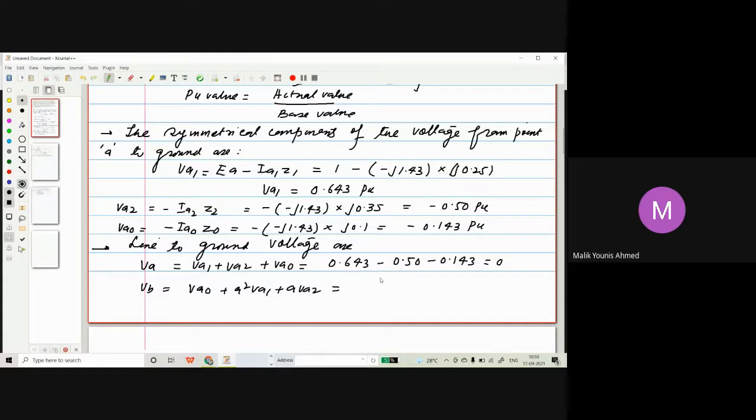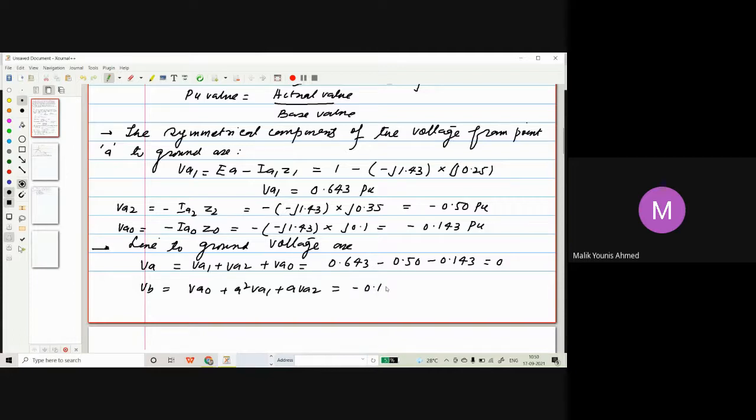So this will come out to be, VA0 is, I think it is plus or minus, no, VA0 is, just a second. We have got 0.643 correct. We'll write one by one. I think we have used other values. Okay, VA0 is what?